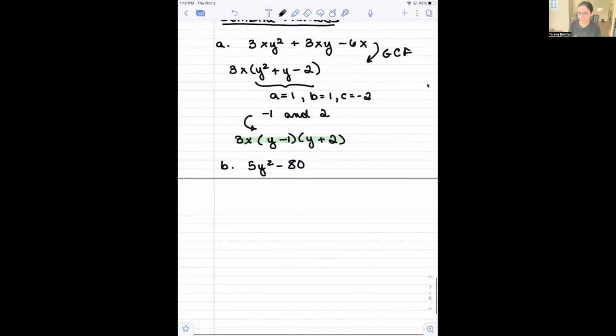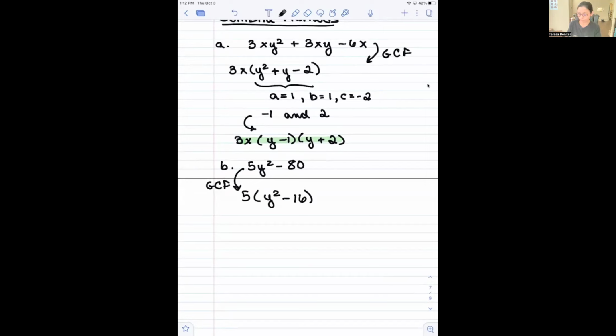Now, moving on to the next example, 5y squared minus 80. The first thing that we want to do is attempt to find greatest common factor. So I'm going to do that. I'm going to have 5 times y squared minus 16. This y squared minus 16 looks very much like one of the special cases, a squared minus b squared, where a, for this case, is y, and b is 4.